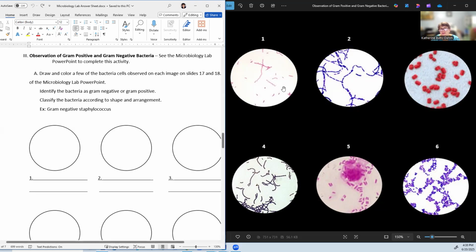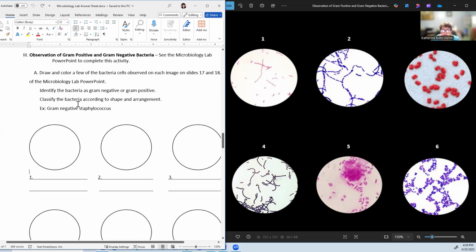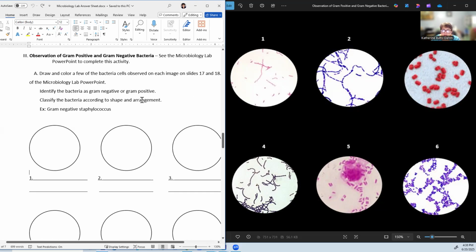This is slides 17, 18, but it is a PDF, so they may not be exactly there, but it's going to look like this. There's 1 through 6. I believe it's 2 different slides. And let's say if we look at one, you're going to classify the bacteria according to shape and arrangement. You're going to identify the bacteria as gram-negative and positive.